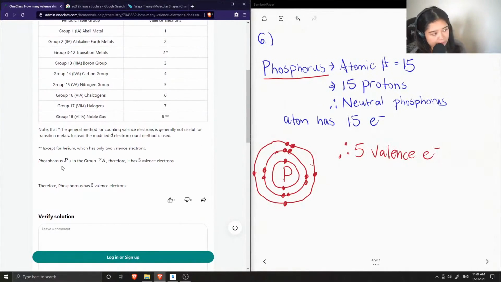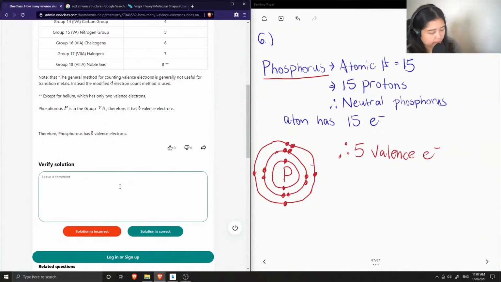Phosphorus is in the group 5A. Therefore, it has 5 valence electrons. Okay, so this solution is correct.